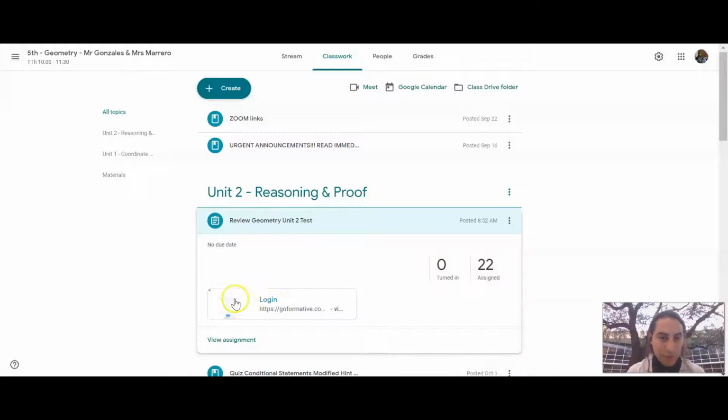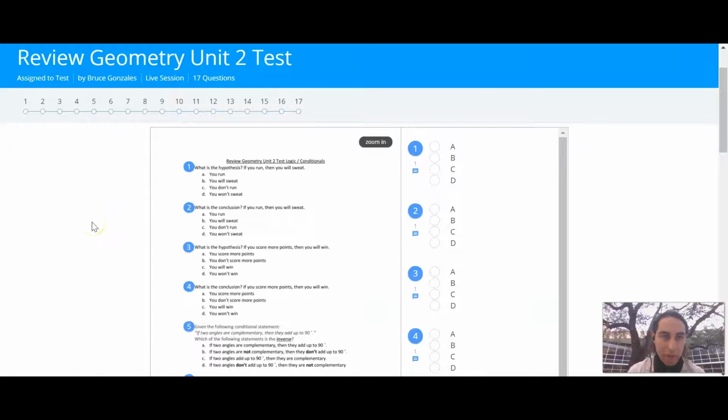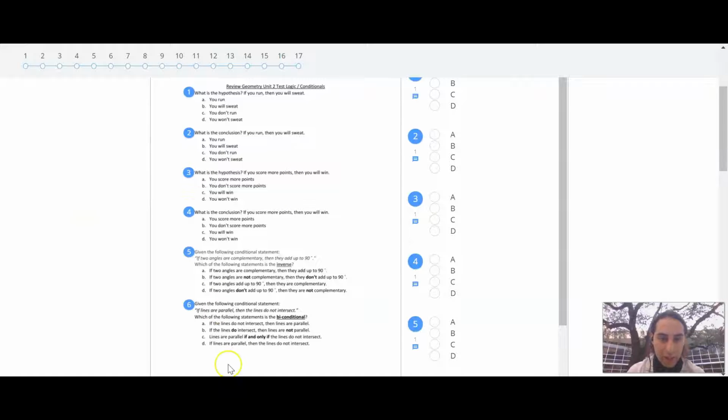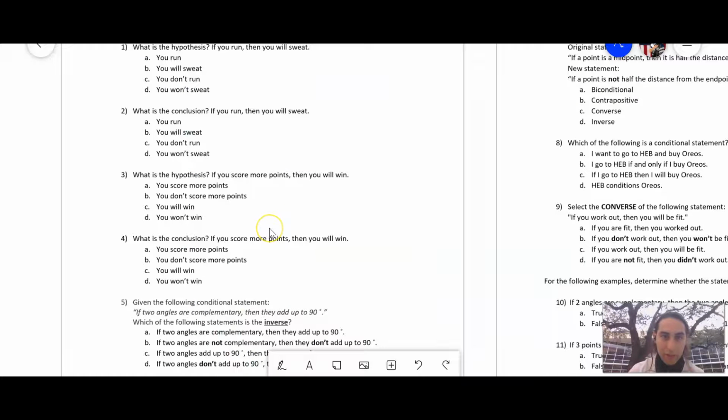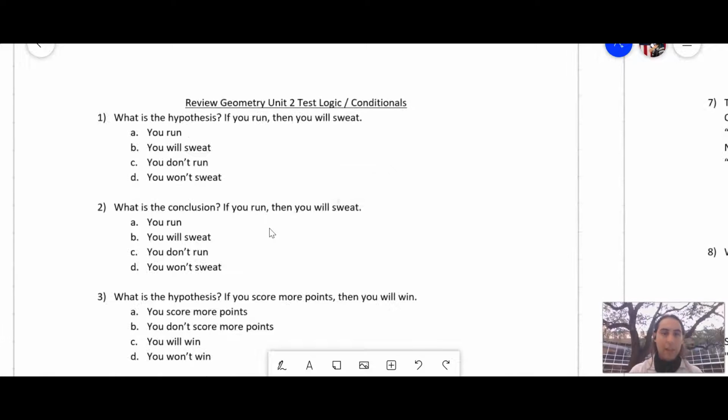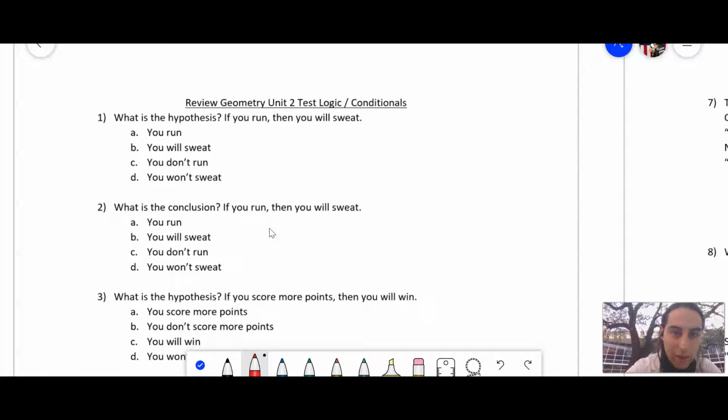So again, you click that little link and you open it up and you should see your formative review geometry unit 2 test. Okay. Now we're going to go through this whole thing and I'm going to be using my whiteboard to kind of help me see everything and maybe write on it. Okay. So it says, what is the hypothesis? If you run, then you will sweat.